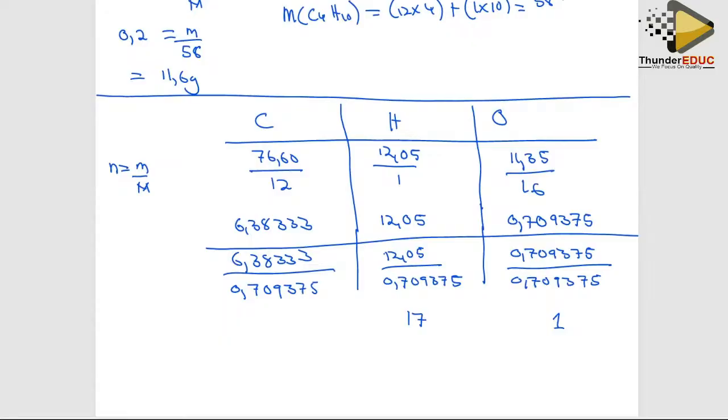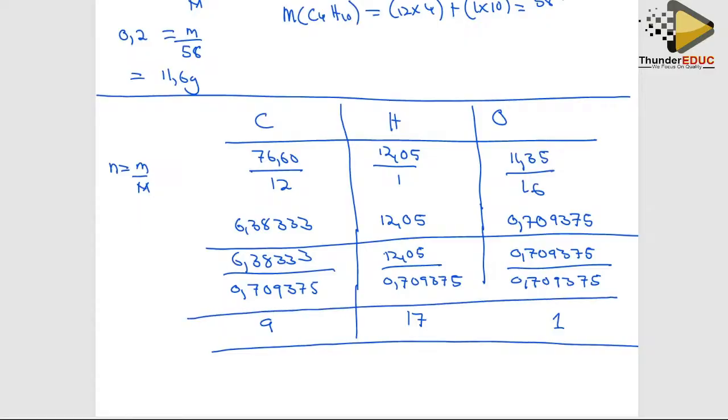Therefore, if I round it off, I'm going to get 17. Then the last one there, I'm also going to say 6.3833 divided by that value. I'm going to get a value of 8.99, right? So I'm going to round it off to give me a value of 9 there. So this is the ratio that we have.